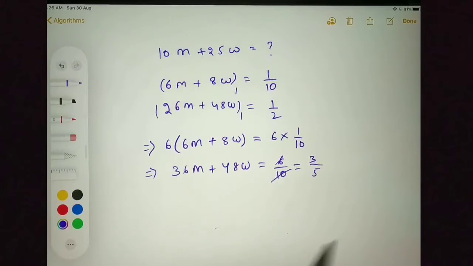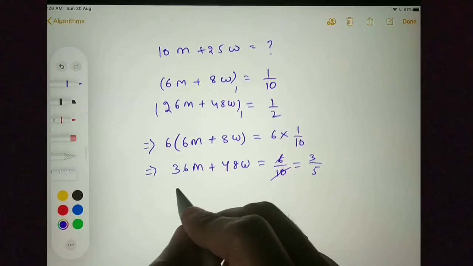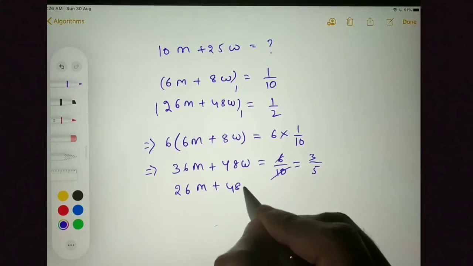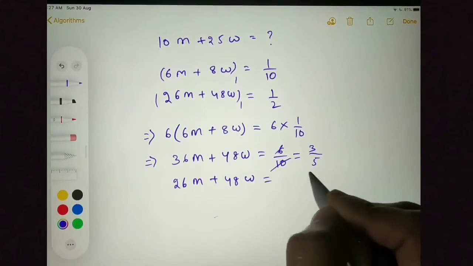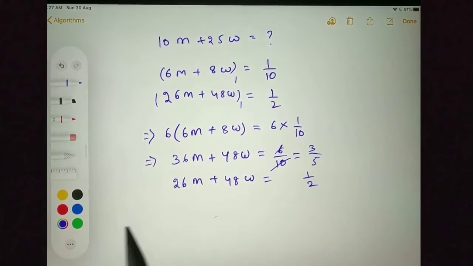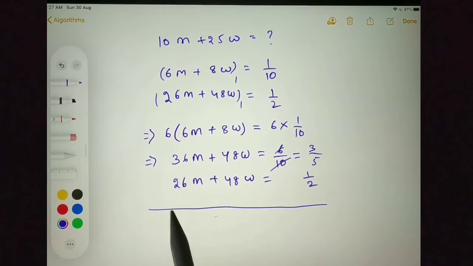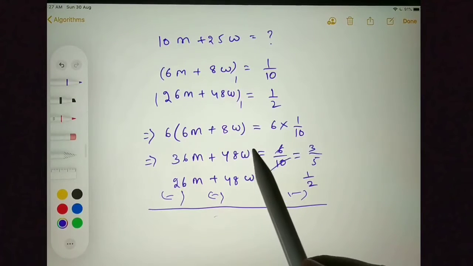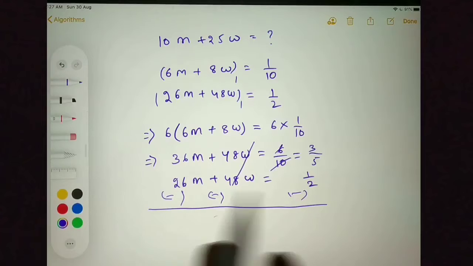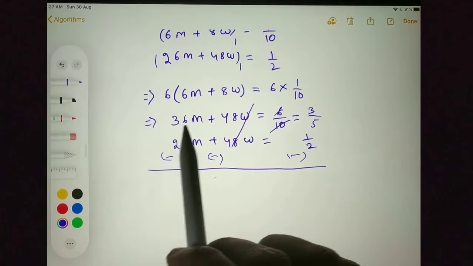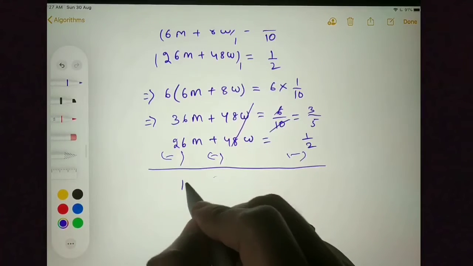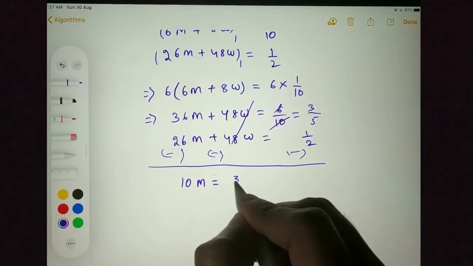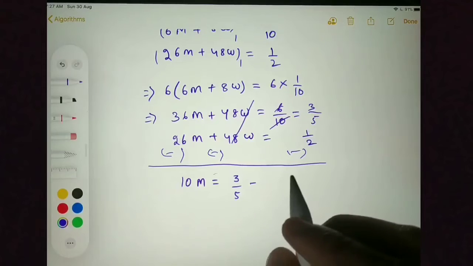The next equation is 26 men and 48 women. Their 1 day's work is 1 by 2. Let's subtract. And 48 women will get cancelled. And 36 minus 26 is 10. And this is 3 by 5 minus 1 by 2.